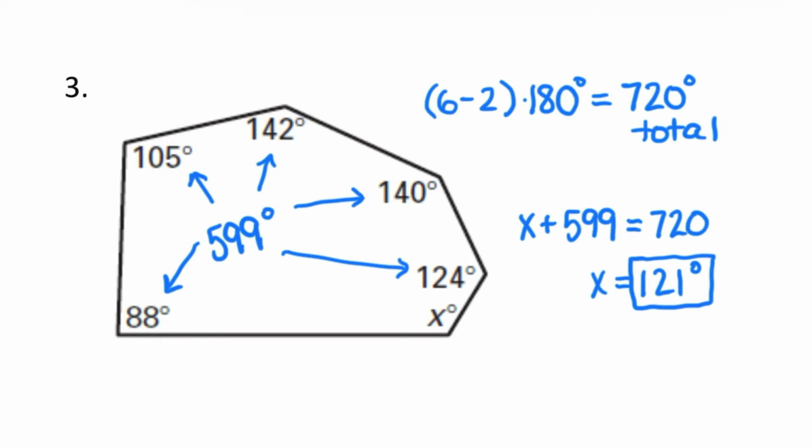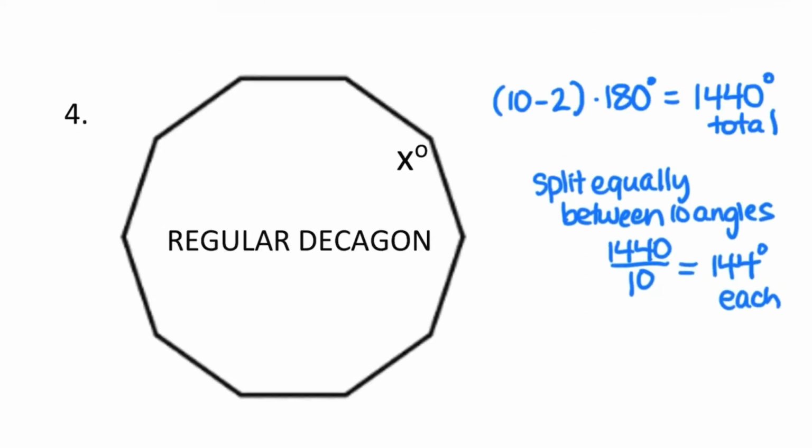Number 3, I started out by finding the sum of all 6 interior angles. So that was 6 minus 2 times 180, which is 720. Now I found that 599 degrees had already been used up on those 5 given angles. So the x plus that total of 599 had to total 720. So if you take 720 and you subtract off all those angles, you get 121 degrees for x.